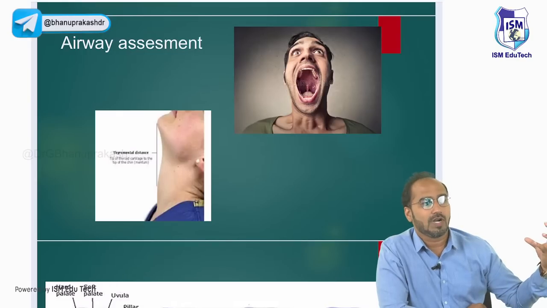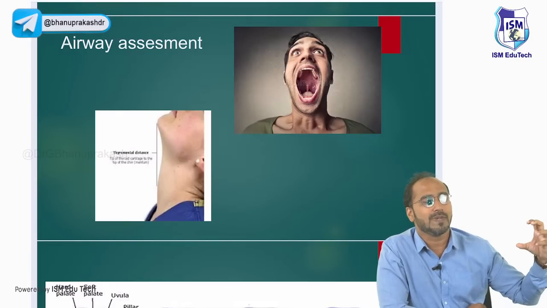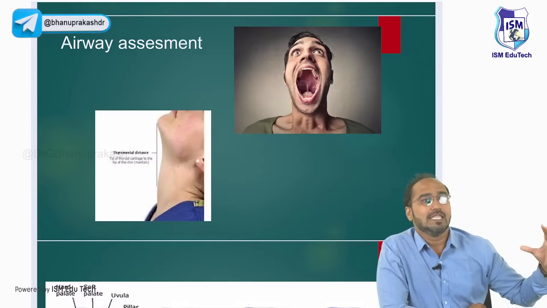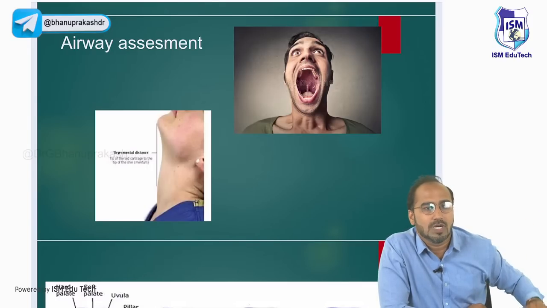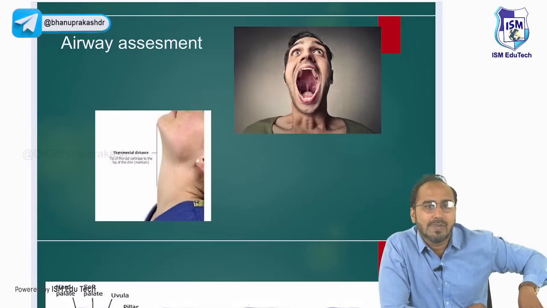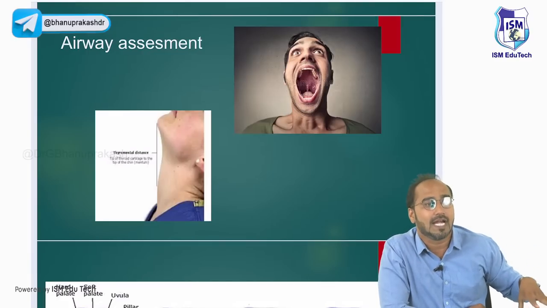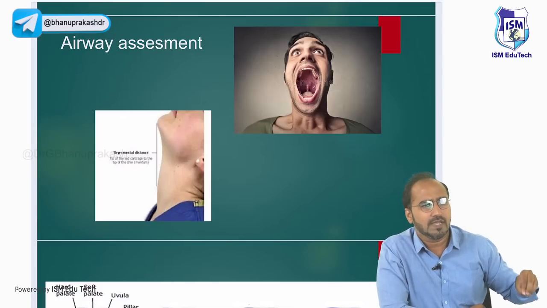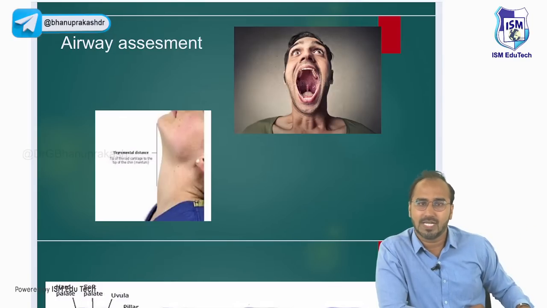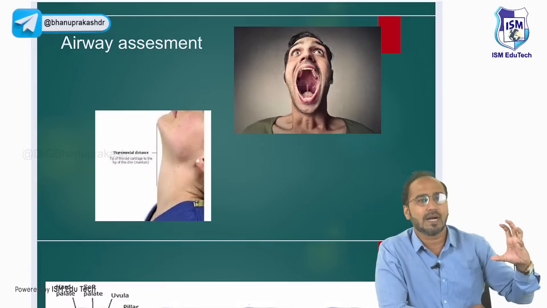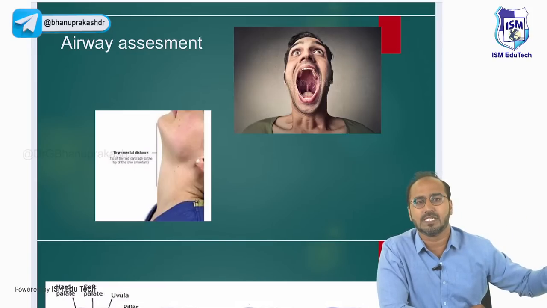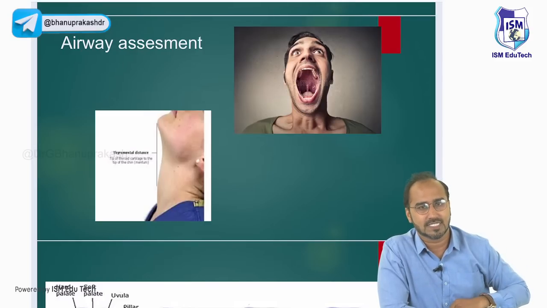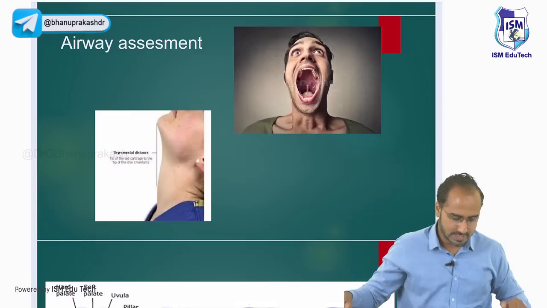what's the first thing? Remember, when he's opening his mouth, I'm looking for two things. First is the structures. The structures which I see in his oral cavity are classified by a person called Mallampati, and that classification is called the Mallampati classification. That is very, very important. So when he opens his mouth, I look for the Mallampati classification. And second, I look for the inter-incisor distance. Just look over here, guys.